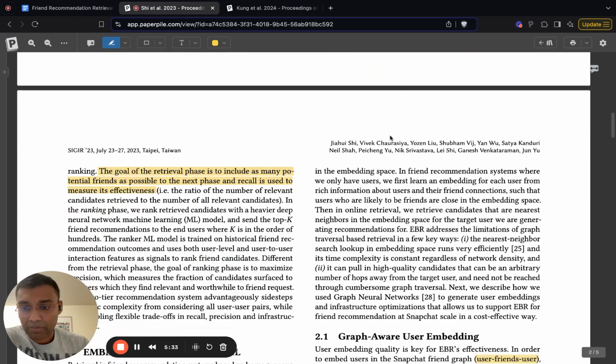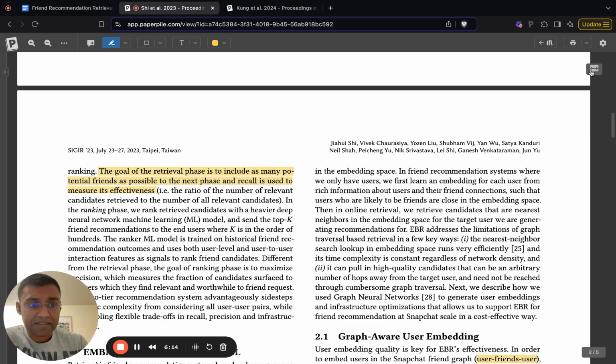So the metric they recommend, and I endorse, is that the goal of the retrieval phase is to include as many potential friends as possible to the next phase. And recall is used to measure its effectiveness. Recall is a general metric you'll find in retrieval, not just in friend retrieval, but in all retrievals. So for instance, let's say you're building a video recommender, and people might be searching videos and watching them, or you have a recommender system that does it. Recall applies there as well.